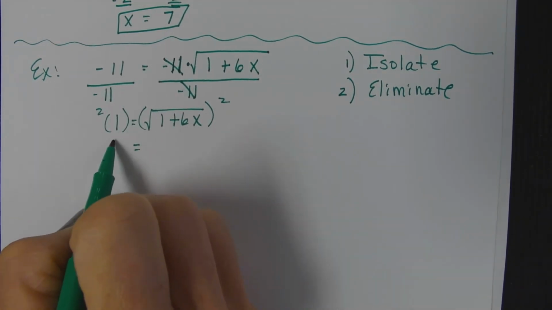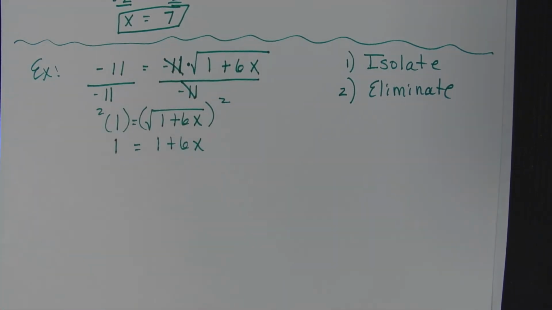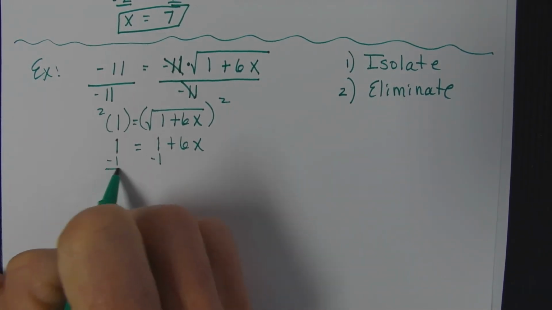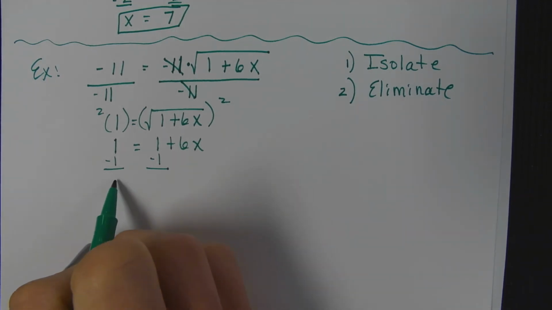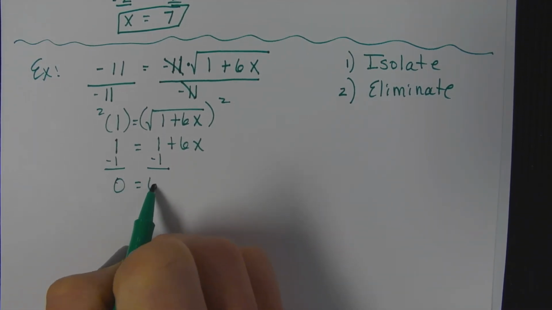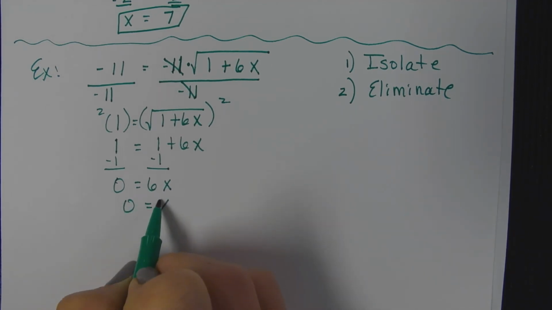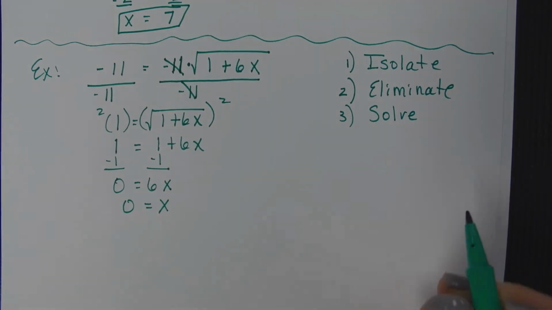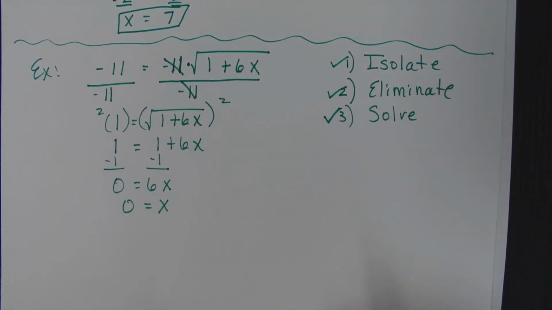1 squared is not a trick question. Subtract 1. You're going to think it's no solution, but it's not. What's 1 minus 1? 0. 0 equals 6x. 0 is equal to x. So we just solved. Isolate done, eliminate done, we just solved.